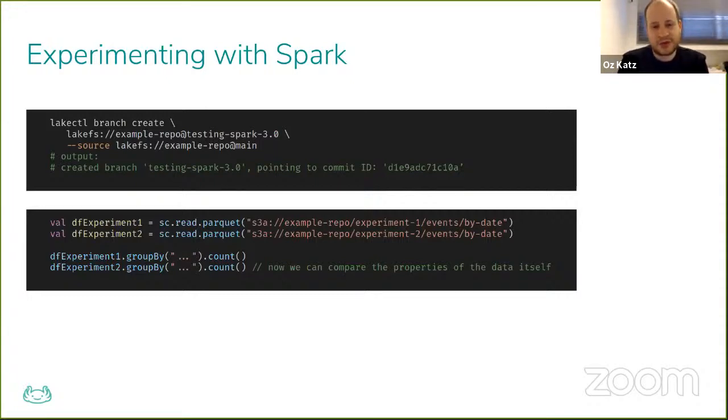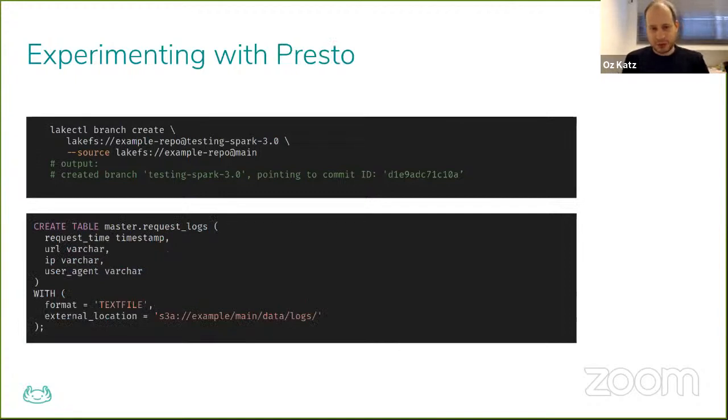So this will be an example of how I would create maybe two experiments running in parallel, and then using Spark to do some aggregation to compare the results of those two branches, of the changes introduced by those two branches. Same thing would work for any other framework.